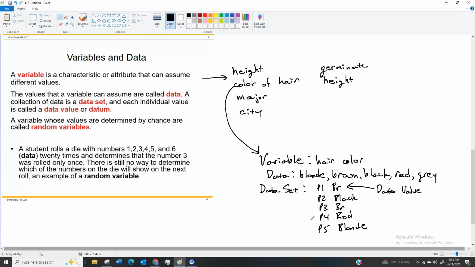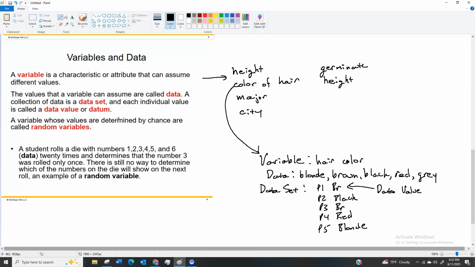Now, I'm not going to give you anything like on a test or anything where I'm going to say, define a data value. This is more for when you're reading things, when you're reading problems, that you understand the terminology so that you understand what the question is about. So that's just the general terms here for variables and data.